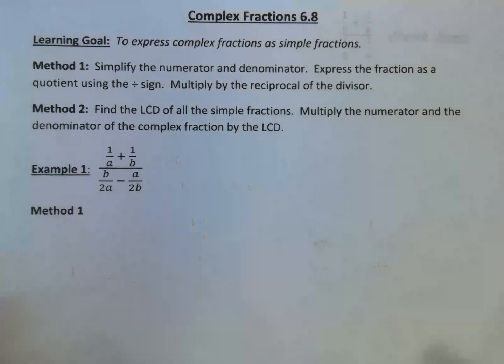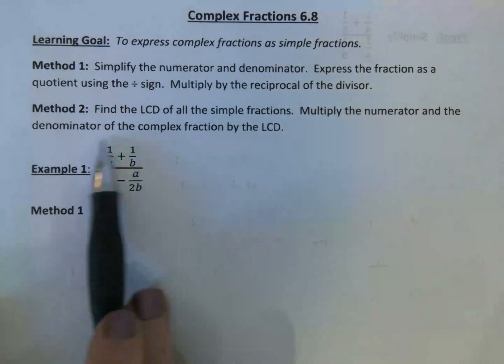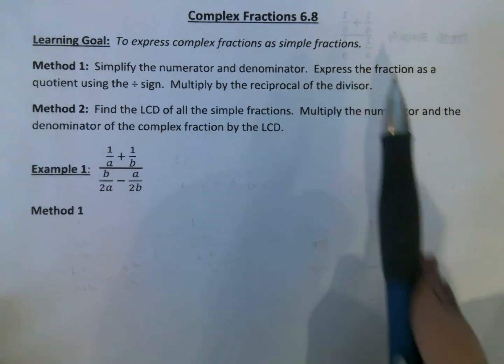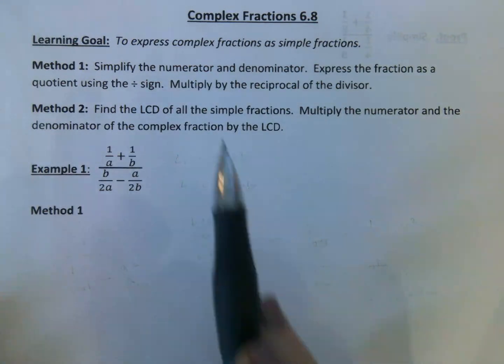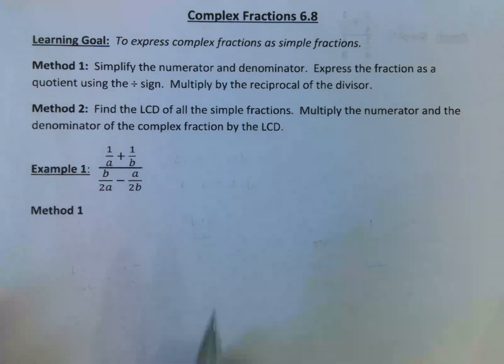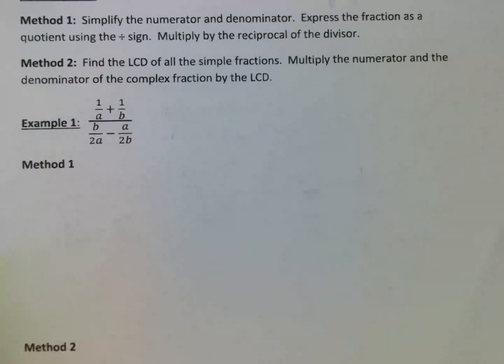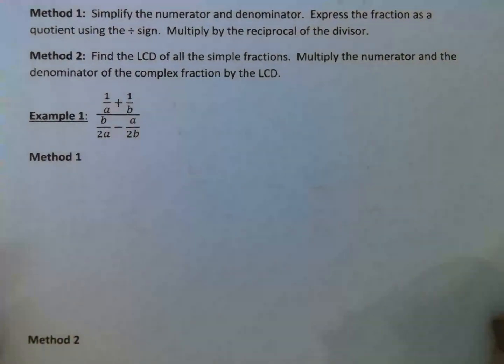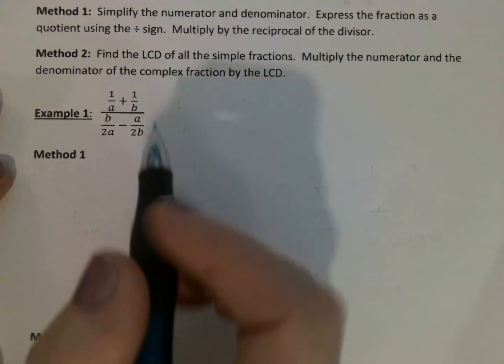So the first method says to simplify the numerator and denominator. That means this numerator and this denominator. Then you're going to express the fraction as a quotient using the division sign, and then you're going to multiply by the reciprocal of the divisor. So that sounds like a lot, but we're going to do it one step at a time. So if we start, the first thing it says to do is to simplify the numerator and denominator.